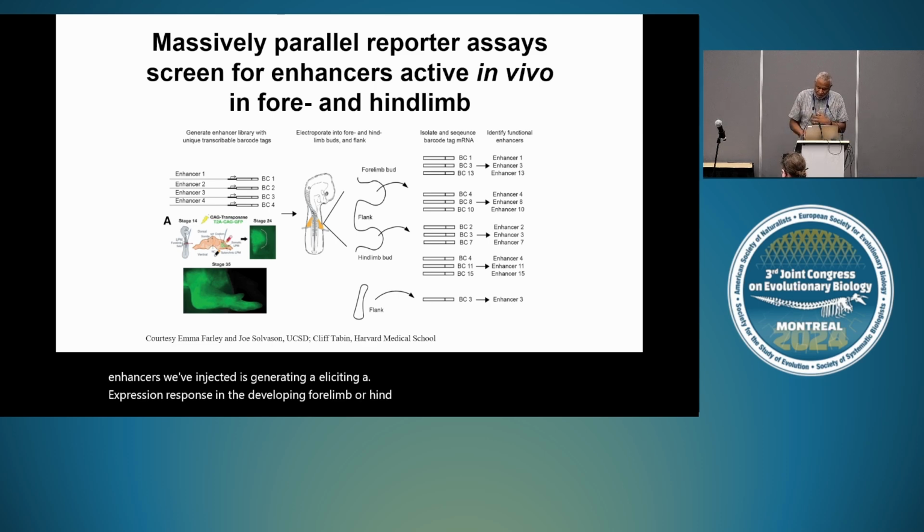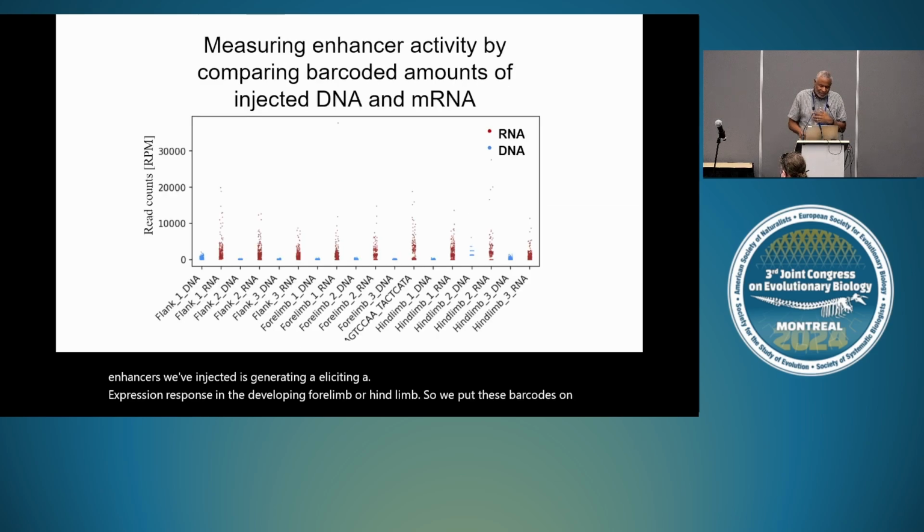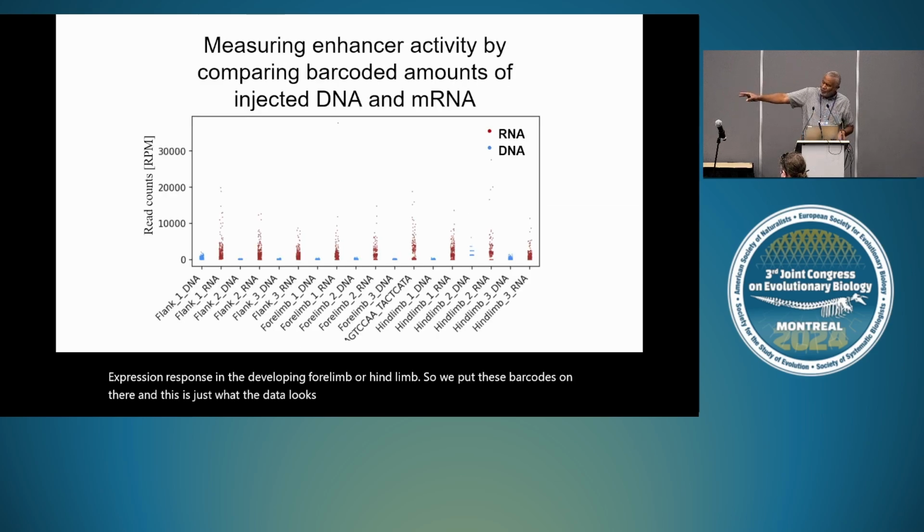So we put these barcodes on there. And this is just what the data looks like. The input are the blue DNA constructs. You can see we've done replicates in multiple different parts of the developing embryo. And the red are the mRNA, each point being a different enhancer-associated mRNA. So some enhancers are driving gene expression, other enhancers are not, and we want to figure out which enhancers are.